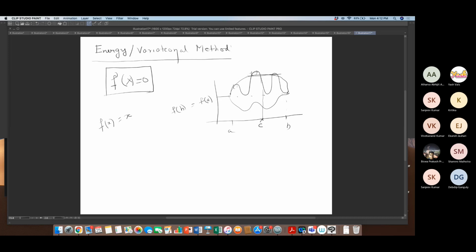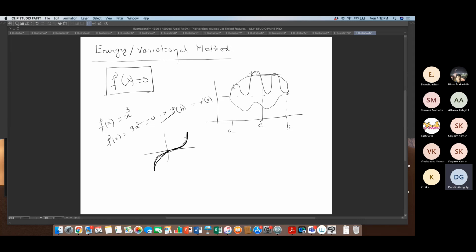A constant function. Another example is x cube. Right? Yes or no? At the point 0, f prime of x is 3x square, so f prime of x equals 0 at x equal to 0. Does the function have a maximum or minimum at 0? Yes or no?